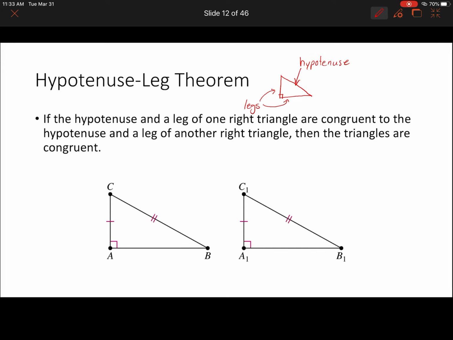The other two sides are what we know as the legs. That's those two sides. And so what this theorem says is that if the hypotenuse and a leg of a right triangle are congruent to the hypotenuse and the corresponding leg of another right triangle, then the two triangles have to be congruent. Again, this is something we could prove.